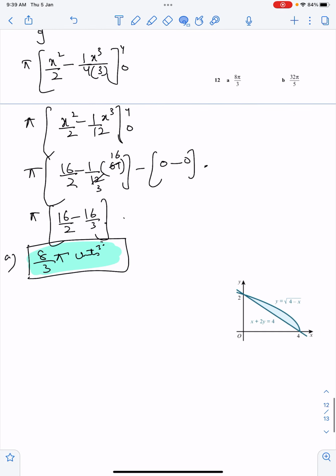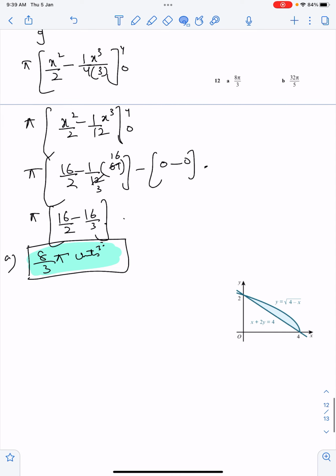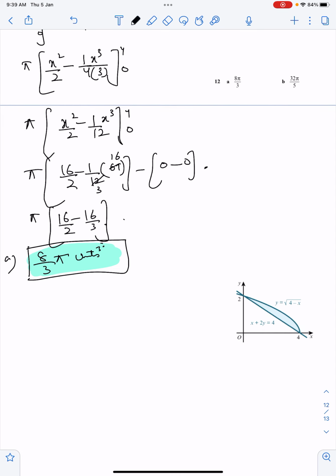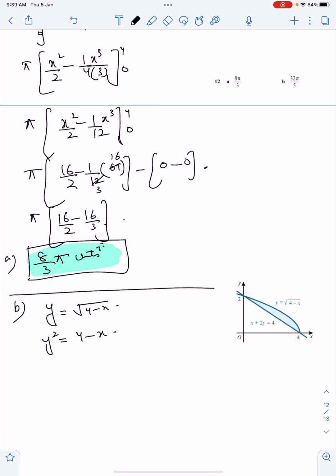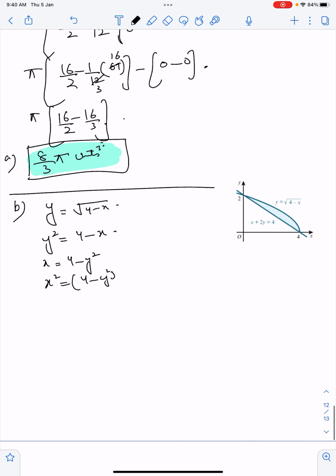Fine. So if you have to rotate it 360 degrees about the y axis, the equation for the b part is y equals square root of 4 minus x. If you want to make x the subject, it will become y square equals 4 minus x. Squaring both sides will get rid of the square root sign. Now shifting x to one side, since you have to make x the subject, x equals 4 minus y square. X square is going to be 4 minus y square, the whole square. If I open this, I'll get 16 minus 2 into 4 is 8y square plus y to the power 4.